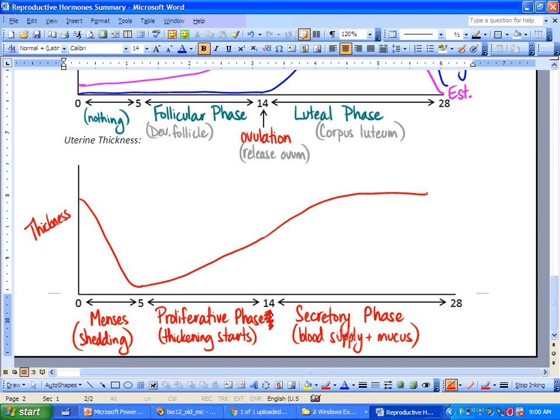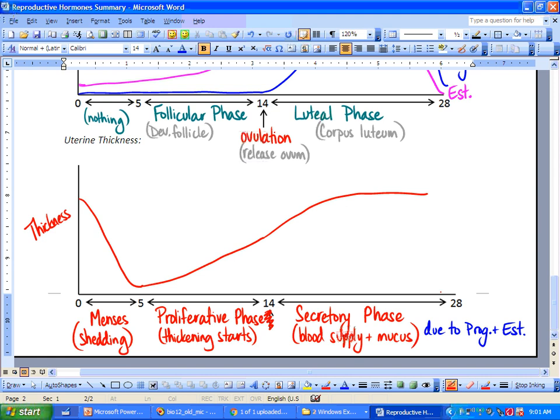And the reason it's doing that, the reason that we have the blood supply and the mucus production, is because of progesterone and estrogen. So I'll even put here, due to progesterone and estrogen. So remember, these ovarian hormones are controlling what happens in the uterus. So we get this uterine lining nice and thick through the secretory phase.